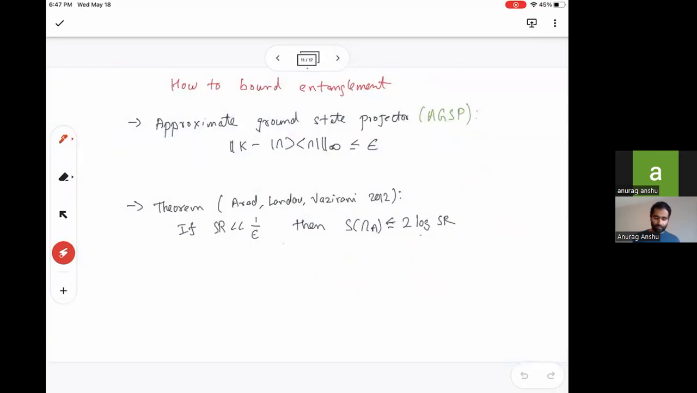Under this assumption comes the notion of approximate ground state projector. The operator K is known as the AGSP, which approximates the ground state in this manner. It was shown by Arad and Vazirani in 2012 that if the Schmidt rank of this operator is smaller than 1 over the approximation, then we can bound the entanglement entropy by twice the log of the Schmidt rank. So the pursuit of area law since then has been to find an operator that first satisfies this property, and next also has a low Schmidt rank. Having both is the central challenge of this problem.